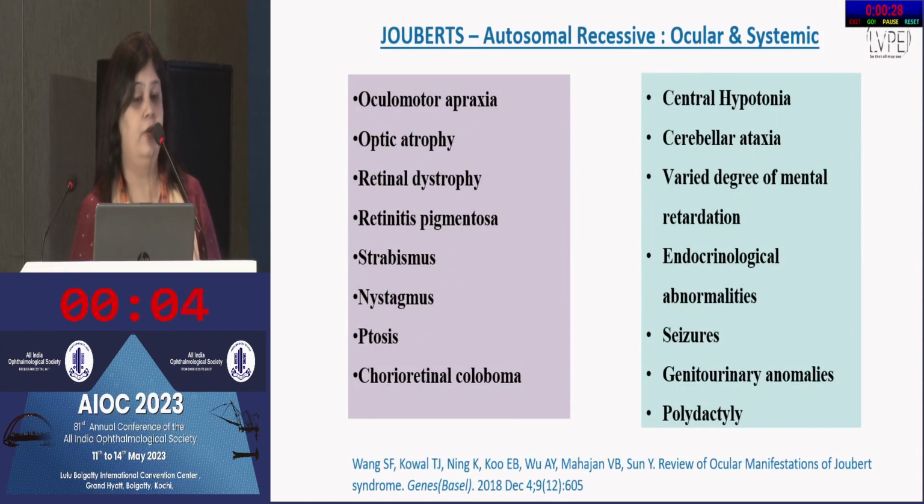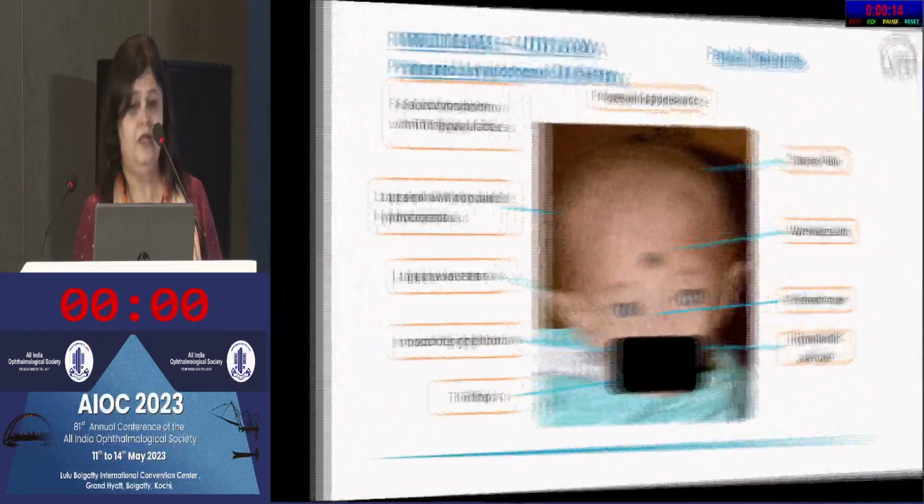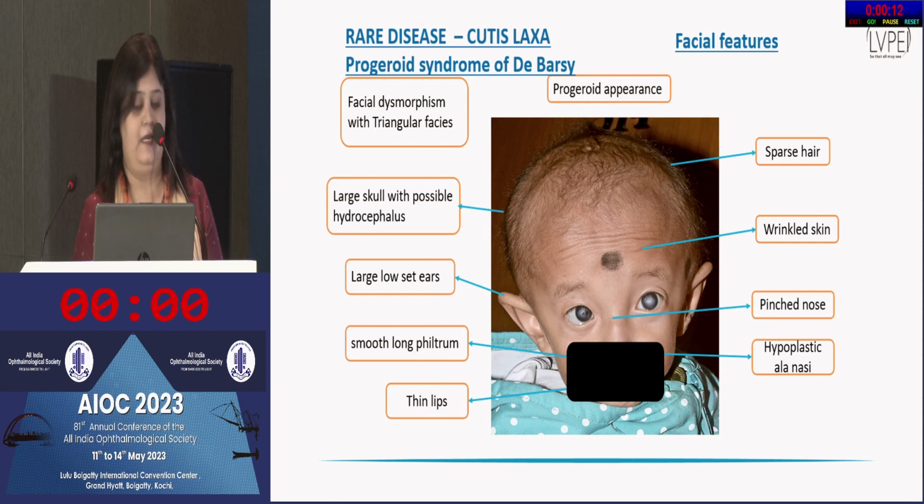So I'm just going to quickly run through. These are the ocular and the systemic findings that we see in patients with Joubert syndrome. And this is another important entity which cannot be missed, because we need to involve the pediatric neurologist in their care as well. So this rare case I'd been through before.